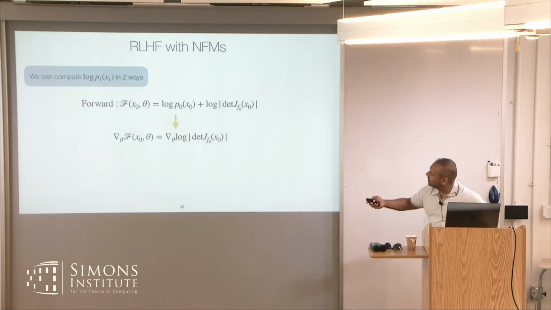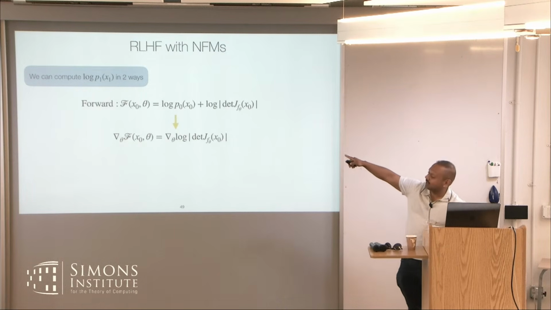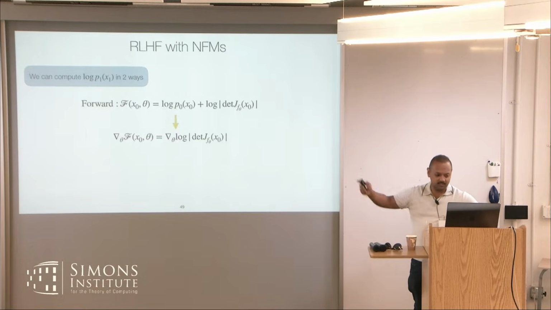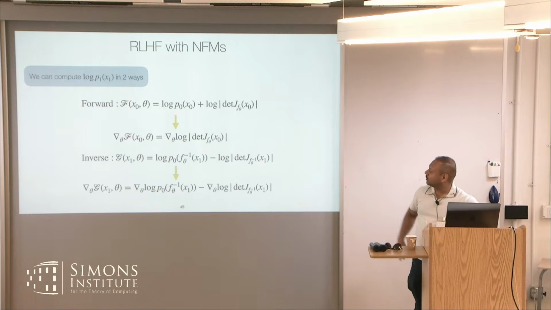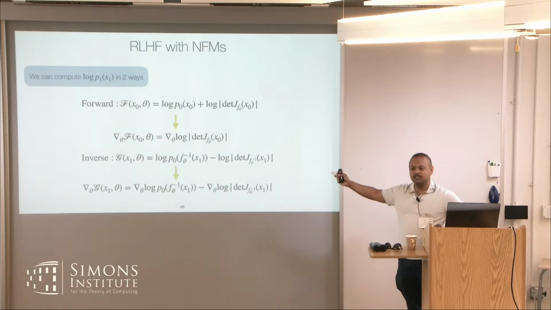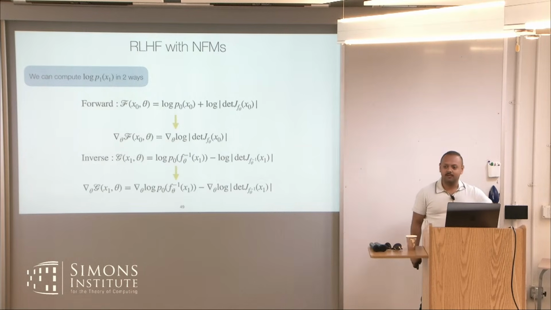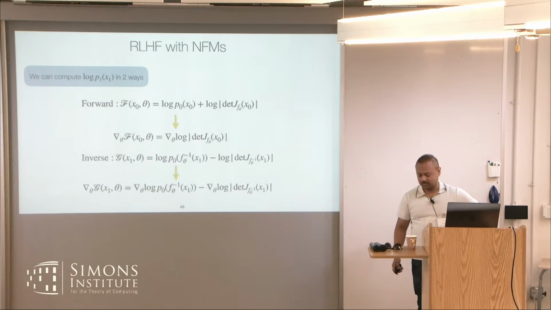And just to give you a highlight, you can compute the log P1 at the endpoint in two different ways. You can use the forward or you can use the backward pass. And if both of these are fast, you can pick whichever one is more favorable to you.